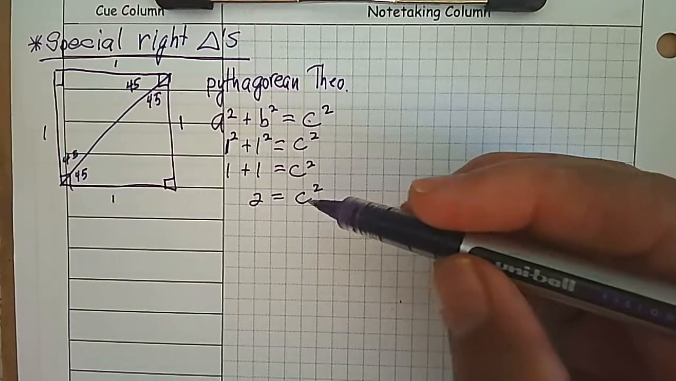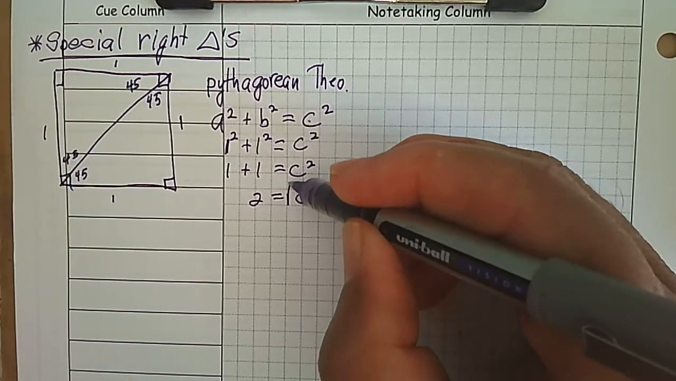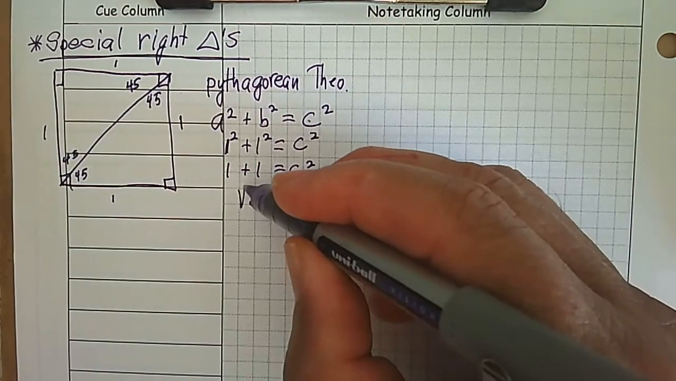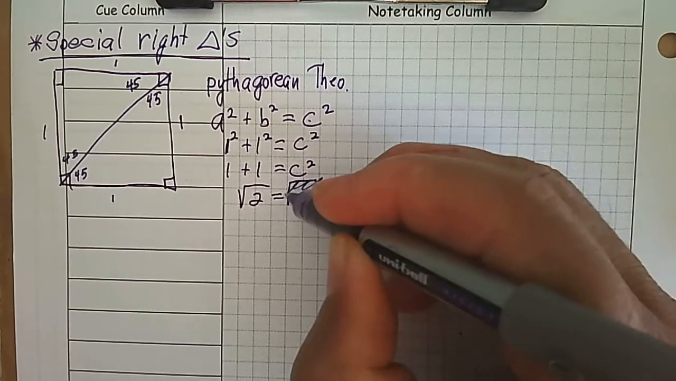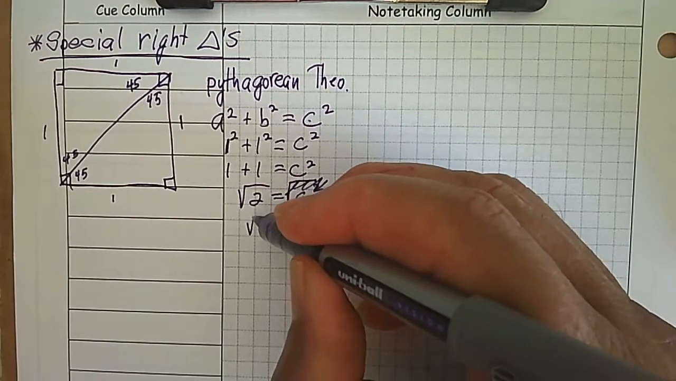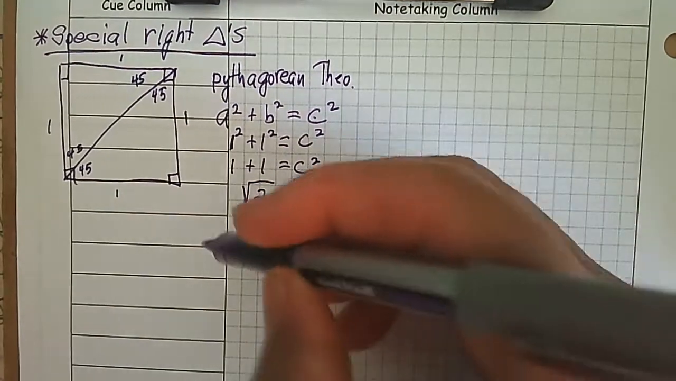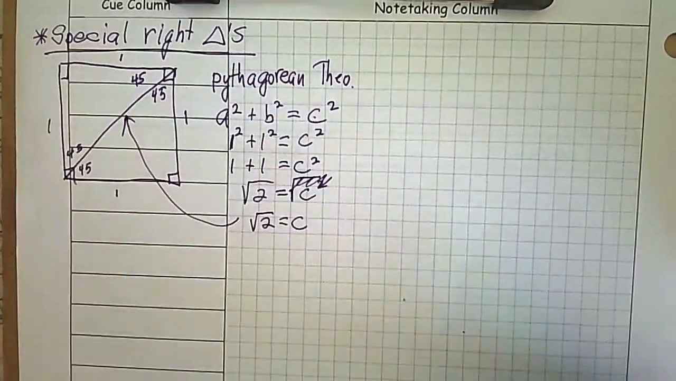I want the c, I don't want the square. To get rid of the square, you do square root. What you do to one side, you do to the other. Square root and square are opposites, they cancel. So you have c is radical 2. So that means that this right here is radical 2.